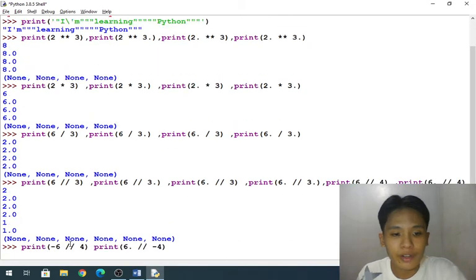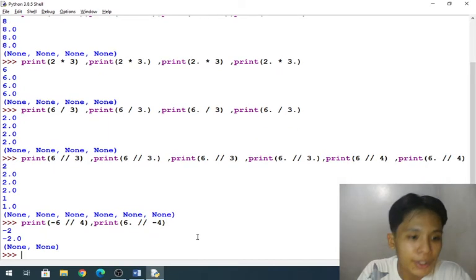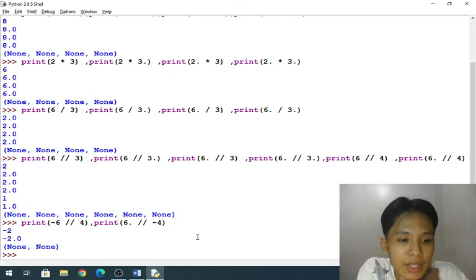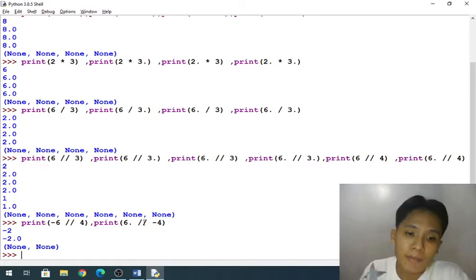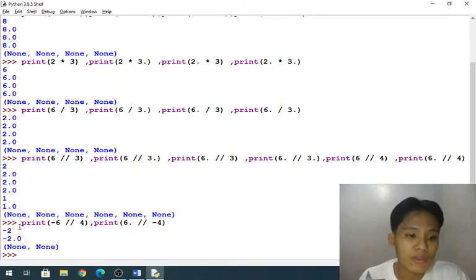Let's try first the double backslash, without any modification. Negative 6 backslash backslash 4, then 0.6 backslash backslash negative 4. Both resulted in negative 2, but the first one was, of course, because this is an integer, so an integer answer, and in float, then float also.